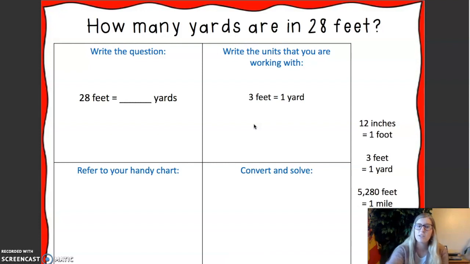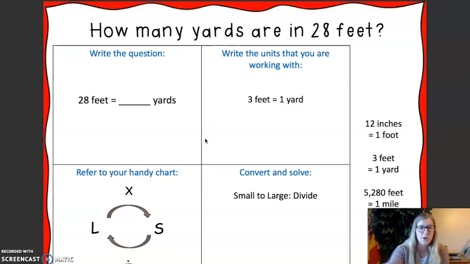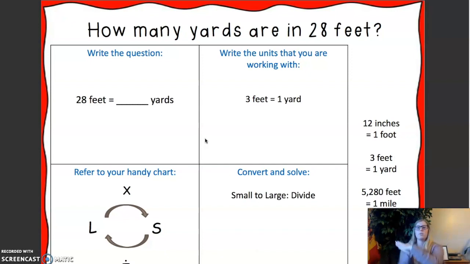3 feet equals 1 yard. And remember, we've got small and big. Refer to our handy chart. So you'll go ahead and write your chart. Large to small, I multiply. Small to large, I divide.